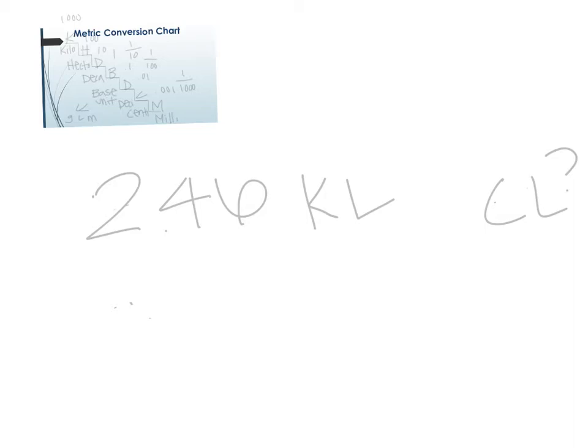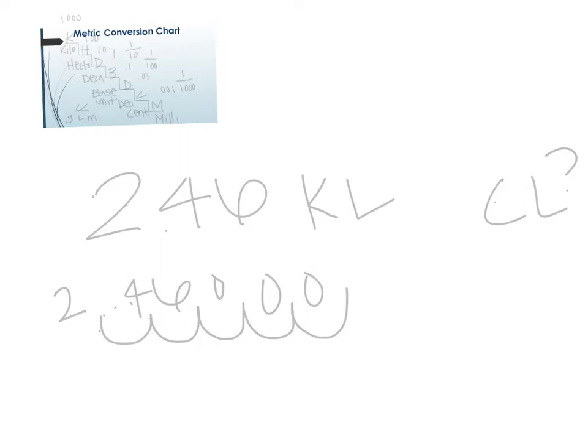So then I'm going to want to take this decimal place here, and when I have 2.46, I'll move it 1, 2, 3, 4, 5 places. Fill those places in with zeros. So my final answer will be 246,000 centiliters as my final answer.